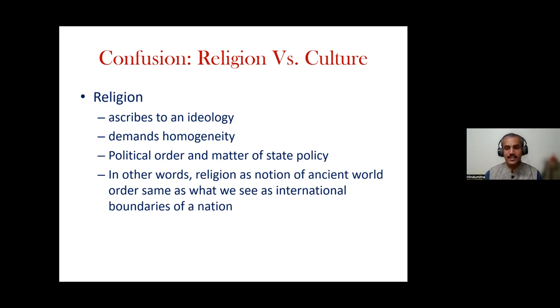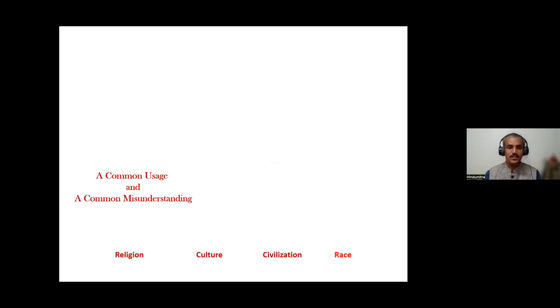And in the same way, how we can understand religion is, it's like how we see international boundaries today. We have different countries. Similarly, religions see themselves as international boundaries. They don't respect the current geographical, political boundaries. They have a different way of looking at boundaries. For example, people talk about Muslim brotherhood or Christian civilization. So they help each other across the political borders. So this confusion between religion and culture is created. And the words such as religion, culture, civilization, and race are commonly used synonymously and commonly misunderstood.